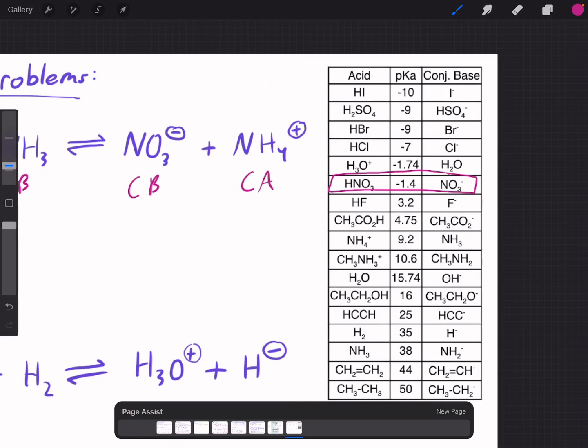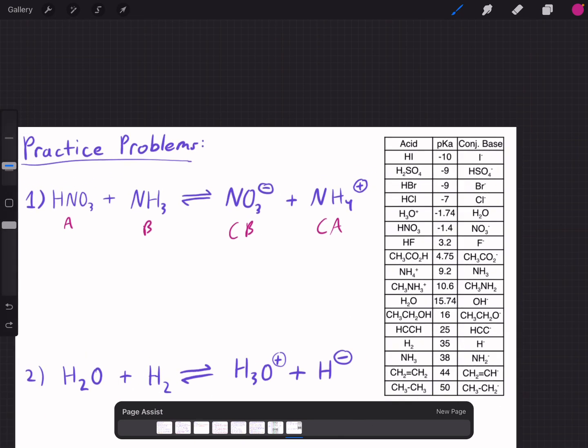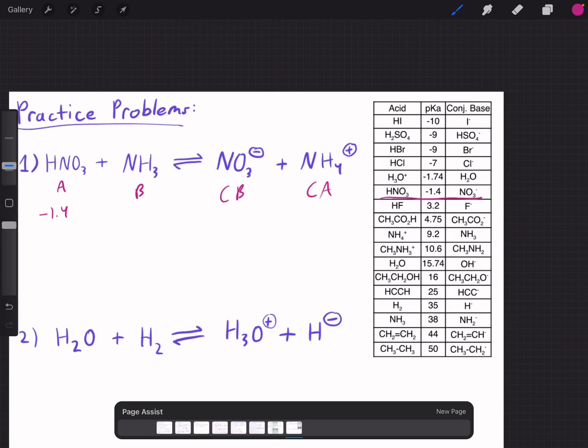HNO3 is right there, and we see its conjugate base, NO3 minus. Their pKa is negative 1.4. Now I need to find the pKa for NH4 plus. So I look at the table and I see that there's an NH4 plus right here with an NH3.